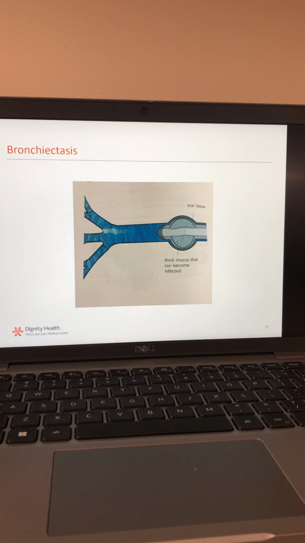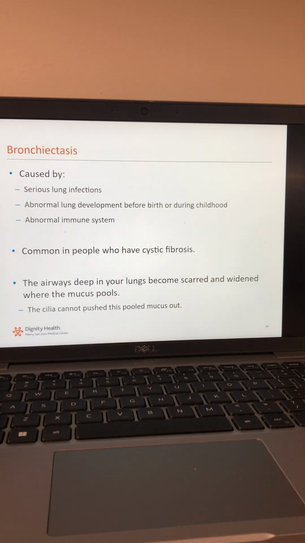Bronchiectasis causes scar tissue from trying to protect your airways from this mucus that shouldn't belong there, and then that thick mucus can become infected. It's often caused by serious lung infections, abnormal lung development before birth or during childhood, or an abnormal immune system. It's common in people who have cystic fibrosis.